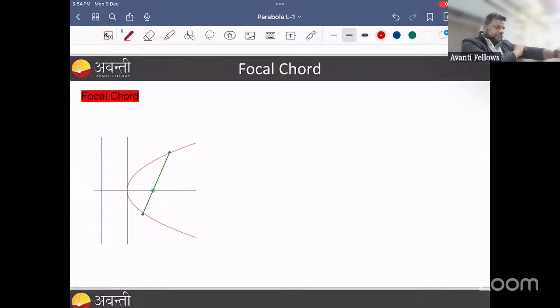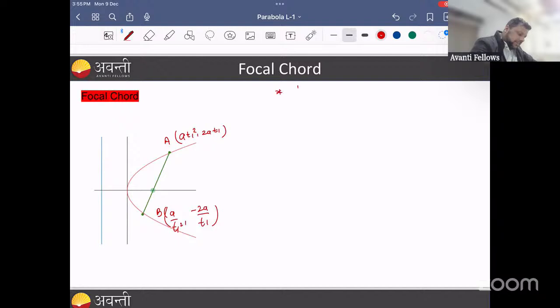Now, let's come to the focal chord once again. This point is A (a t1 square, 2a t1). This point B is a t2 square, and directly I can write a upon t1 square, minus 2a upon t1. Got it? Now the first case is the length of this focal chord.